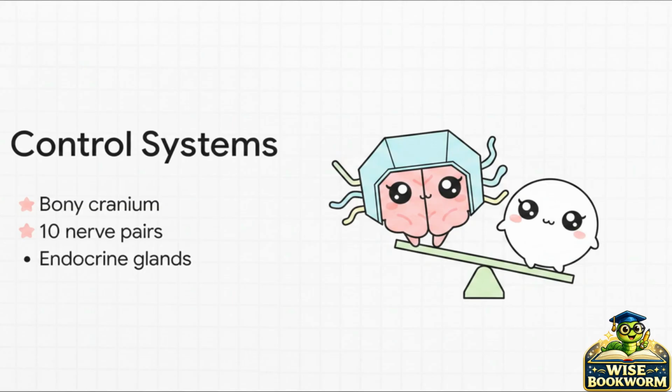The frog's brain is heavily protected inside a bony box called the cranium. From there, exactly 10 pairs of cranial nerves branch out to control the body, and they operate alongside a massive chemical network of hormones secreted by endocrine glands, like the pituitary and thyroid.